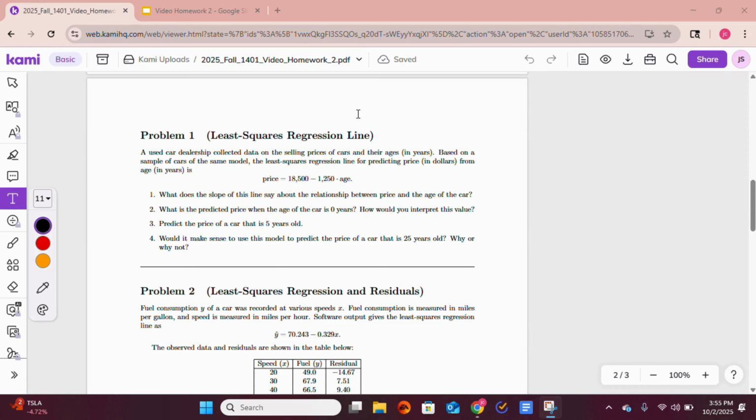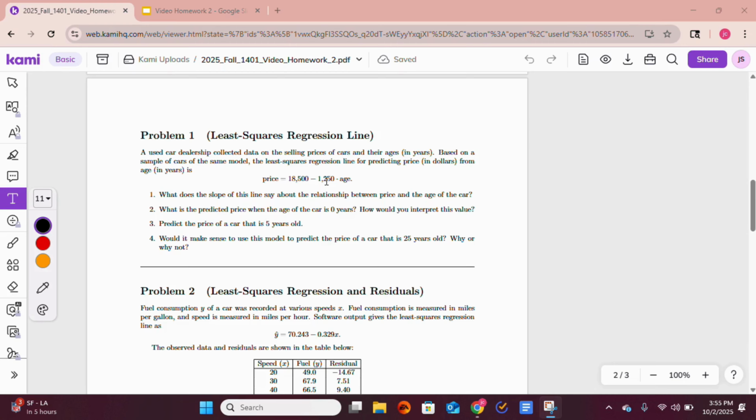The first question asks, what does the slope of this line say about the relationship between price and the age of the car? We first need to find the slope, which in this case is negative 1,250. Since the equation they gave us is already in slope-intercept form, we know that whatever number is in front of the variable is the slope. Since our slope is negative, we can decipher that for every year older the car is, the value goes down by 1,250. This makes sense because cars lose value over time.